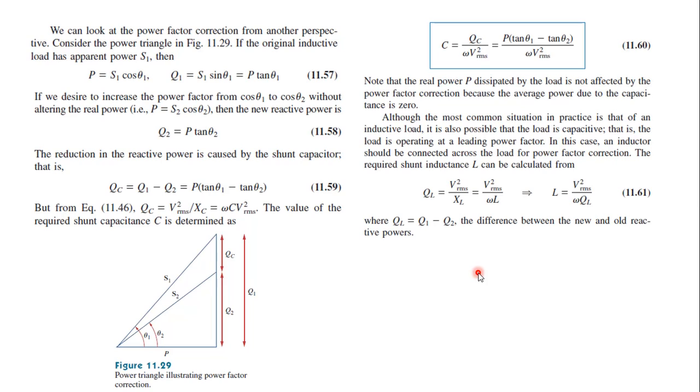So this is how we improve the power factor. If your load is inductive in nature, by adding a capacitor in parallel, you can bring the power factor closer to unity. Similarly, if your load is capacitive in nature, by adding an inductor in parallel, you can bring the power factor closer to unity. So this is the concept of power factor correction.